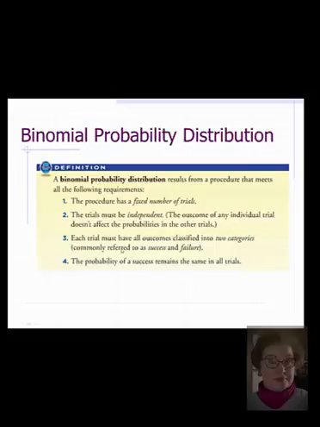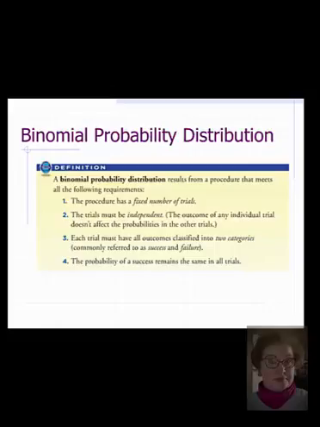So again, two categories, success or failure. We might look at a sample of 25 vehicles. Is it a pickup or not? It's a success or a failure. And then again, the probability needs to remain the same in all trials. Number 4 and number 3 are tied together.